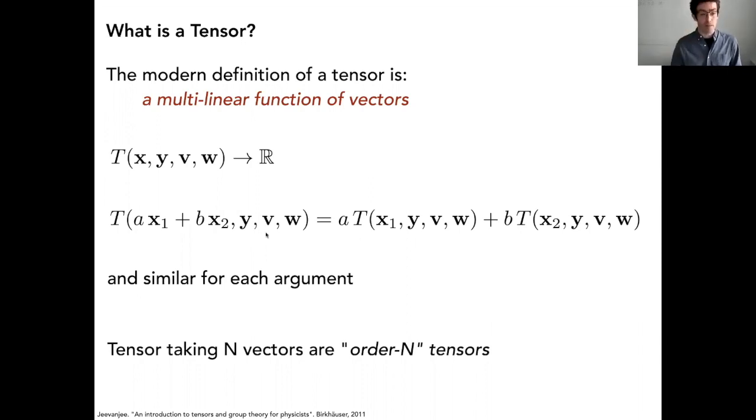So it's a function that eats some number of vectors. And so in this case, it eats 4. So this is an order 4 tensor. In general, you can talk about order n tensor. So that's really what a tensor is. And this is a more geometrical, basis independent way of talking about them.